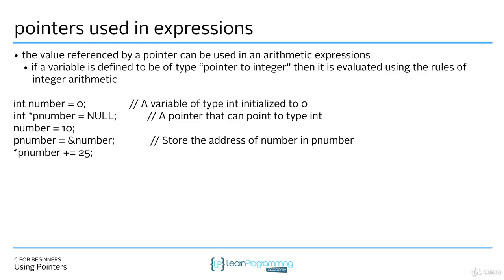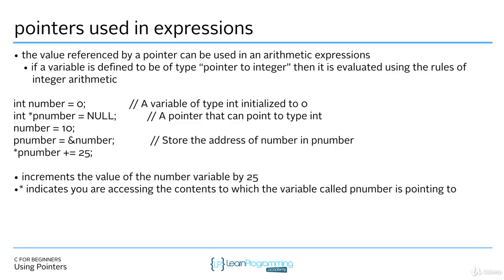This is not changing what it's pointing to because we're using the asterisk. It's not changing the address itself because we don't have the address-of operator. We're changing the value that it's pointing to. So we're incrementing the value of the number variable by 25. The star indicates that you're accessing the contents to which the variable called pNumber is pointing.